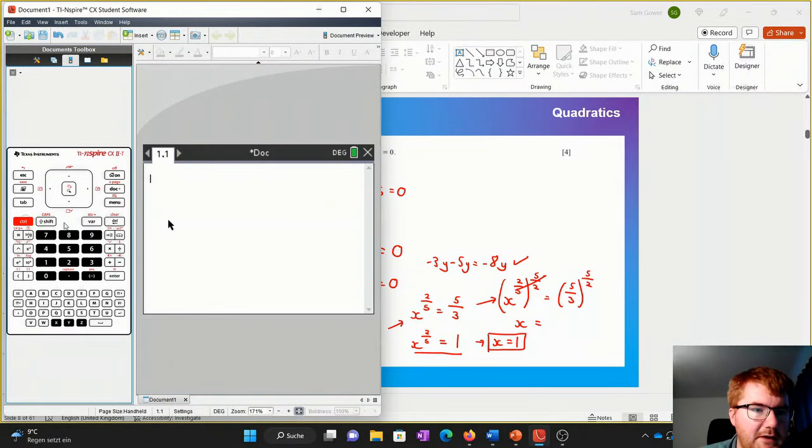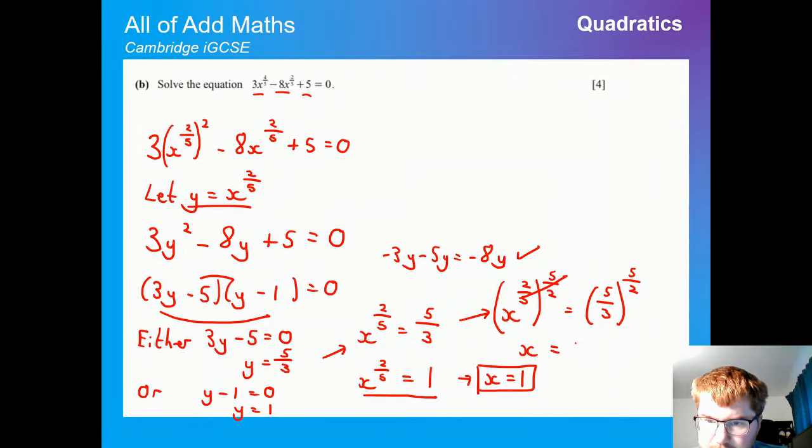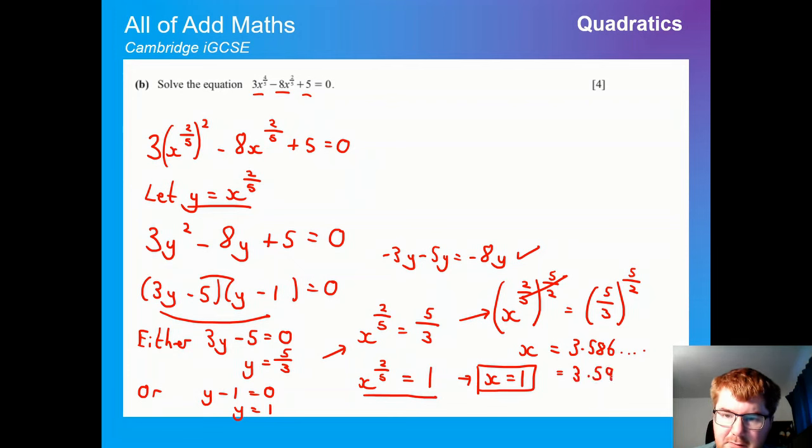Okay, so we're going to pop in 5 over 3. Better put this in brackets, like so, and then we want to put this to the power of, okay, we can write this as a fraction or decimal, it doesn't really matter. So we get 5 over 2. Press the answer button, and then we get our answer of 3.586 dot dot dot, and then rounded to 3 significant figures, that's 3.59 to 3SF. Okay, so I'm just going to put my answers very clearly for the examiner.